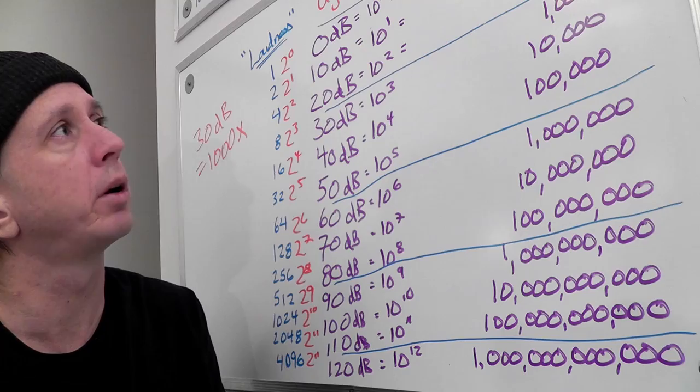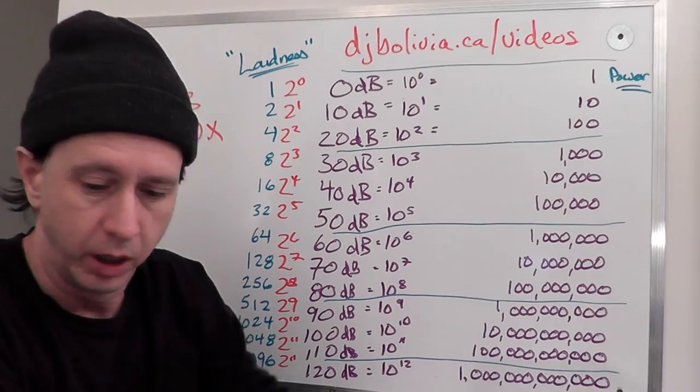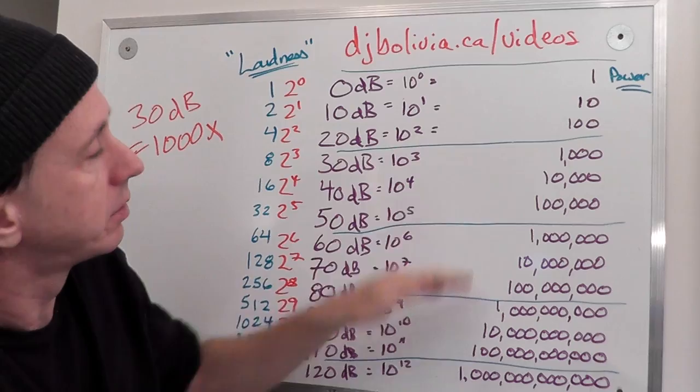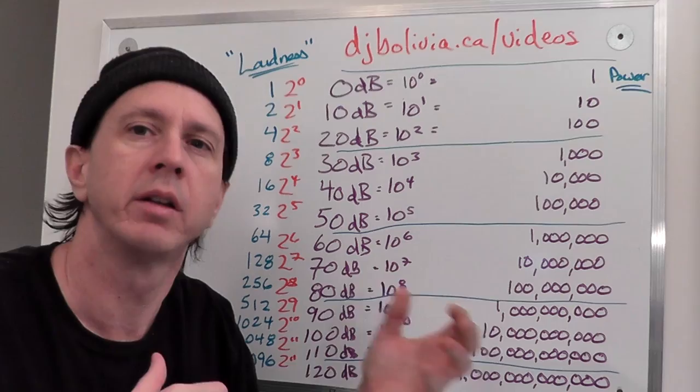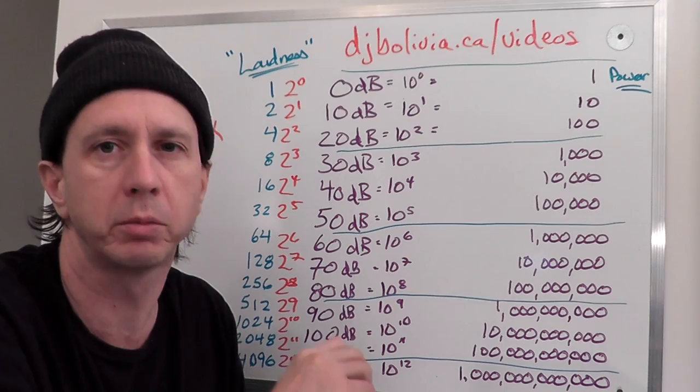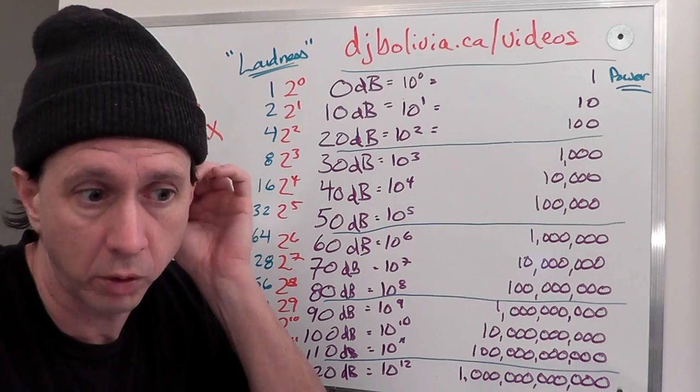Okay, so why is this important? Well, before I tell you why that's important, I want to give you a little trivia. The human ear can perceive differences of a trillion times, the multiple from the quietest possible sound to the loudest before pain, is approximately a trillion times.